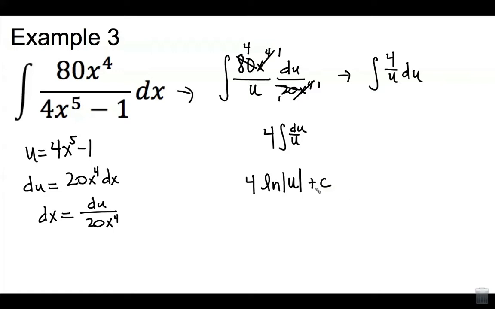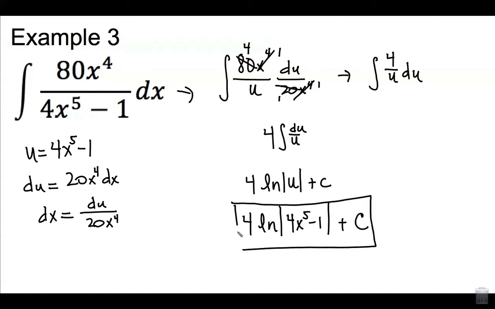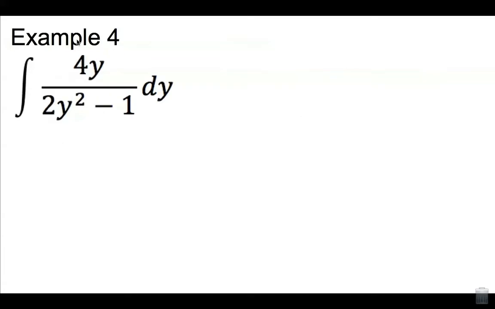You're not going to see this answer in a multiple choice question because it's going to tell you to leave your answer in terms of x. So I'm going to rewrite it with x back in there. 5x to the 5th power minus 1 plus our constant. And that is our solution. Something slightly different, nothing to worry about.